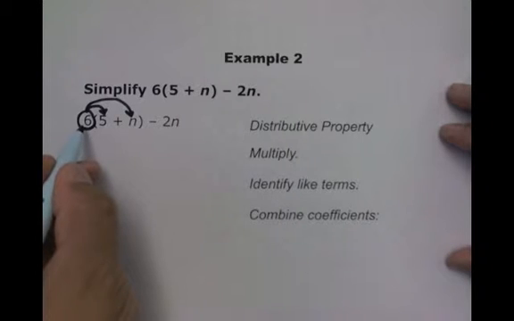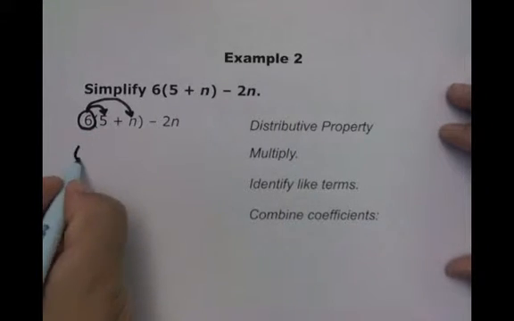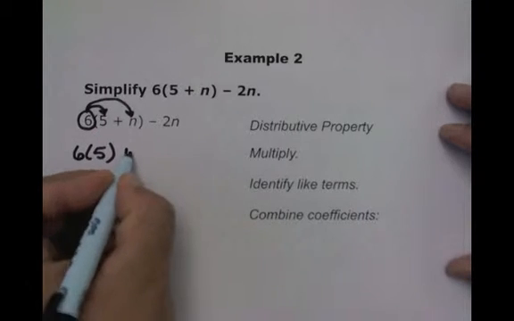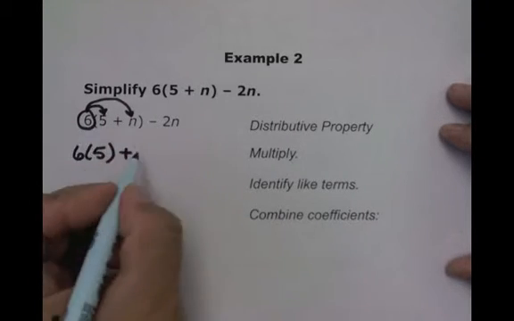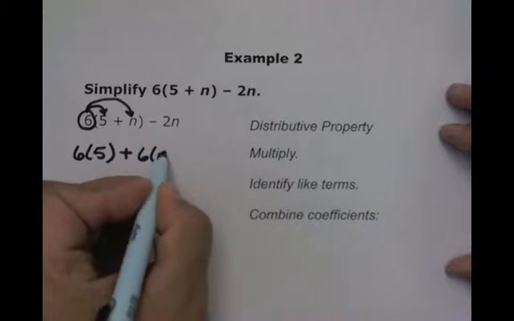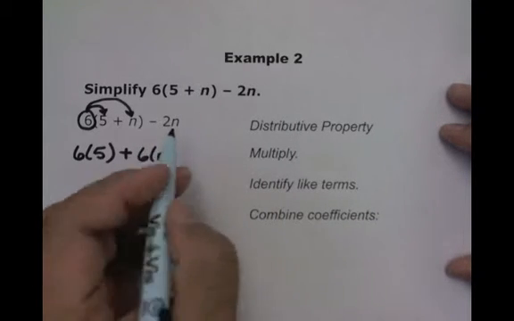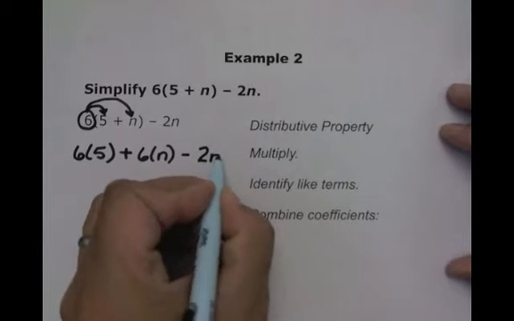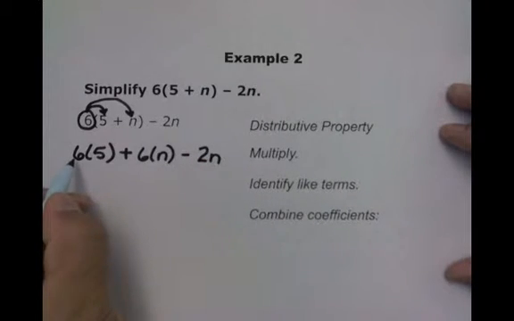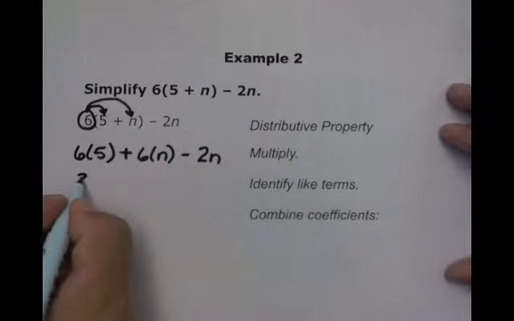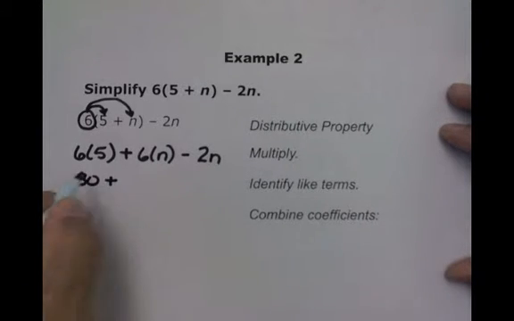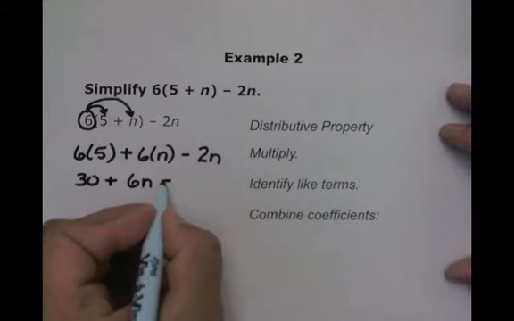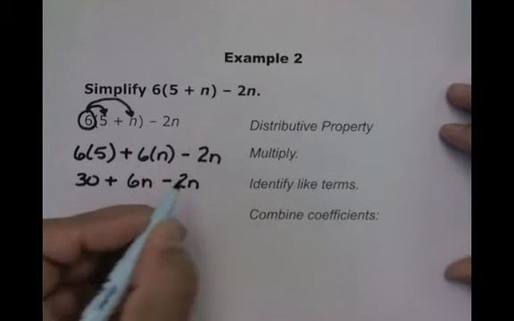So when we do this, we have 6 times 5, and then we have to bring down our sign, plus, and then 6 times n. And then we bring what's left over. Make sure you bring the sign. So minus 2n. Now we have to multiply. 6 times 5 is 30, plus 6 times n is 6n, minus 2n.